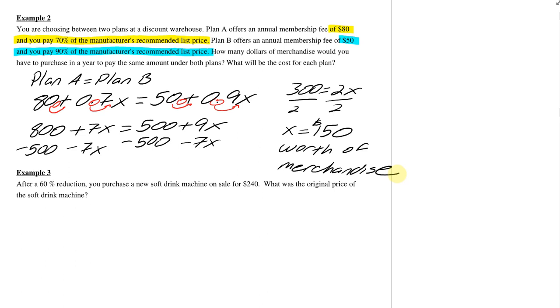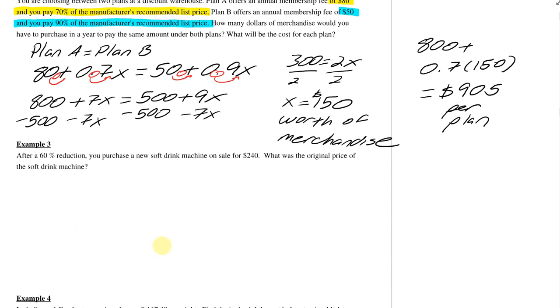And then it also says what will be the cost for each plan. So to figure that out, now you have to plug in 150 into one of these plans. So if I work that out, I have 800 plus 0.7 times 150. So what does that equal? If you work all that out, this will come out to $905 per plan.